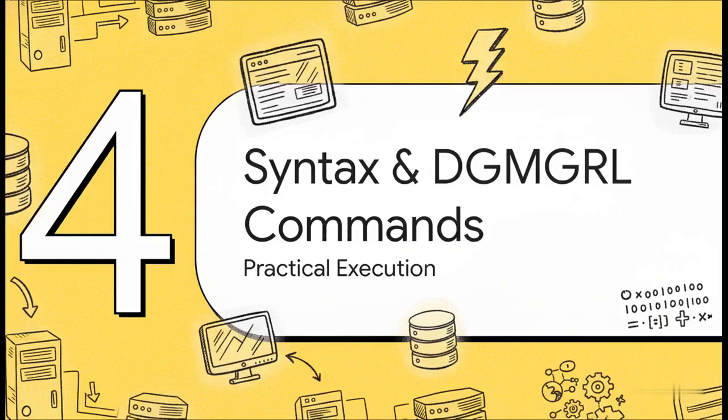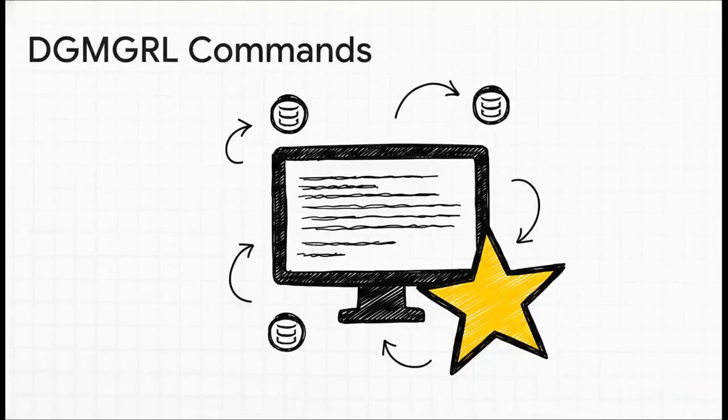Section 4. Syntax and DGMGRL commands. Let's look at how to actually trigger these in the real world. Inside the Data Guard Broker command line, DGMGRL, the exact syntax you type is wonderfully straightforward. For a switchover, you literally just type switchover to standby. For a manual failover, it's just failover to standby. To turn on the automation of FSFO, you use Enable Fast-Start Failover.